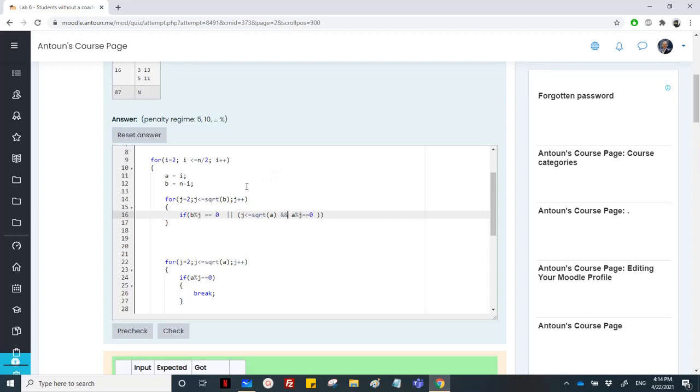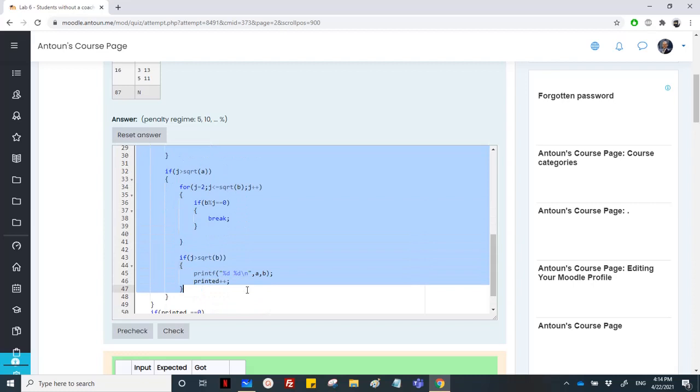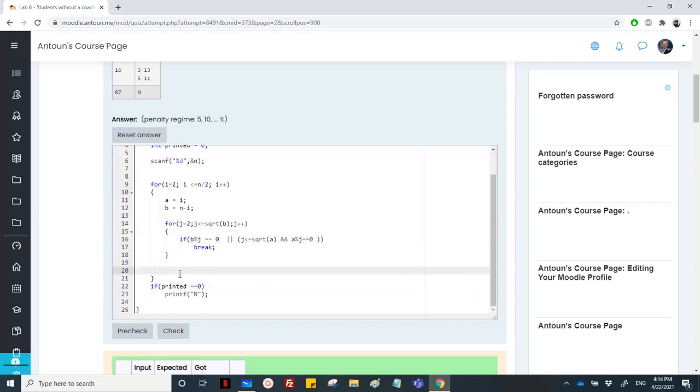So if J divides either A or B, I will do a break to say that I have found a number that divides either A or B. So obviously this is not a good pair, and I need to do other division. So I will remove all this. So obviously I need to keep again a flag, because obviously I need to check if I have printed a number or not.